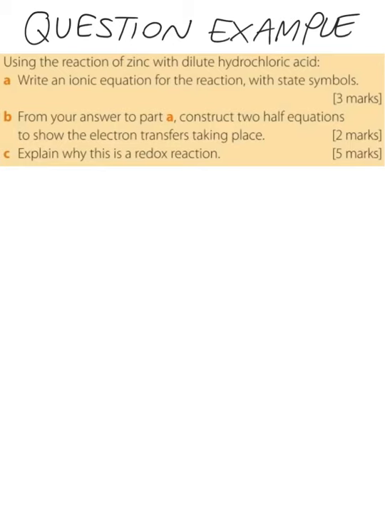I've got a question here for you, looking at a metal reacting with an acid. It says, using the reaction of zinc and dilute hydrochloric acid, write an ionic equation for the reaction with state symbols. The first thing I would do is write out the full equation. You could start with the word equation, but I'm going to go straight into the balanced symbol equation. I would have Zn plus HCl. I know that a metal plus an acid gives me a salt, and it also gives hydrogen gas.